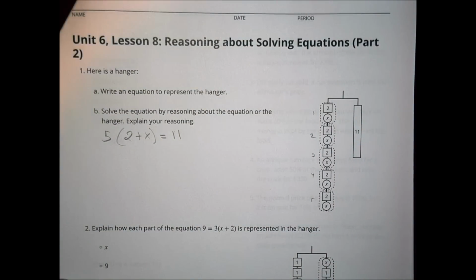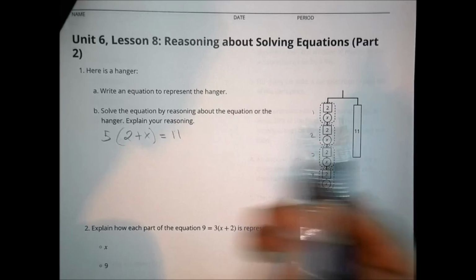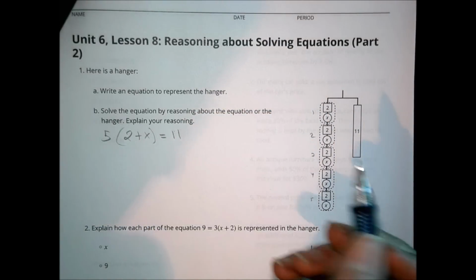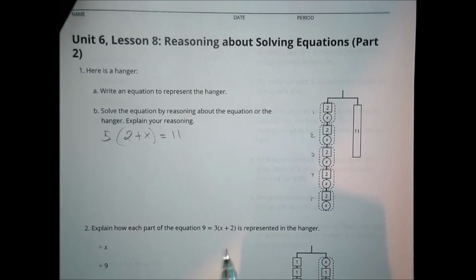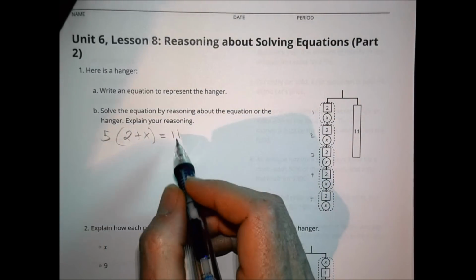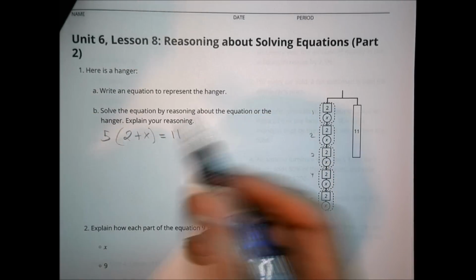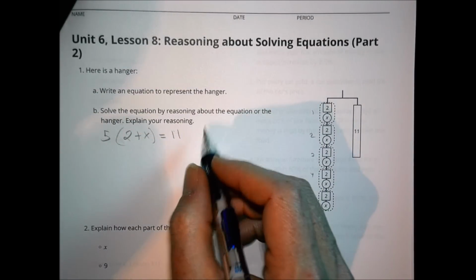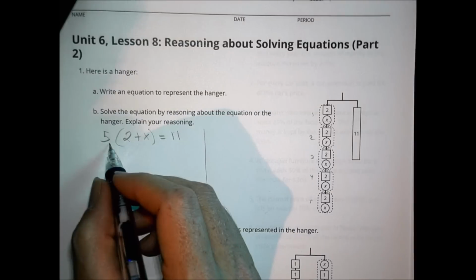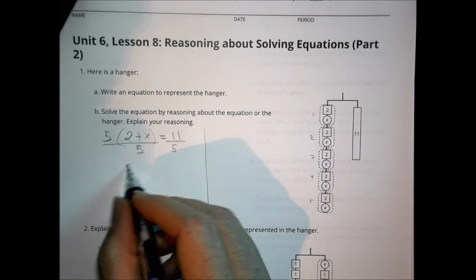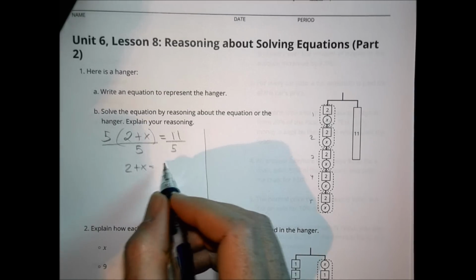And if I want to solve the equation by reasoning about the equation or the hanger, I'm going to do it with the equation. Same idea. I could first of all divide both sides by 5. Looking at this, I recognize that if I divide both sides by 5, I'm going to end up with 11 over 5, which is a little bit of a weird number. That would be okay, so I could definitely do that. I'm going to do it that way just for fun real quick. So if I divide both sides by 5, I end up with 2 plus x equals 11 over 5.